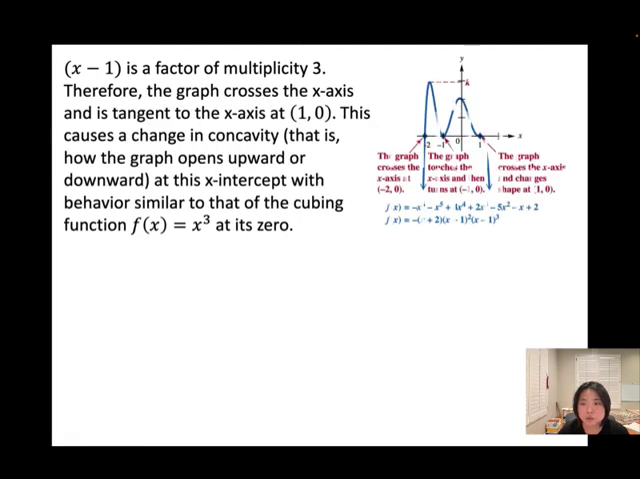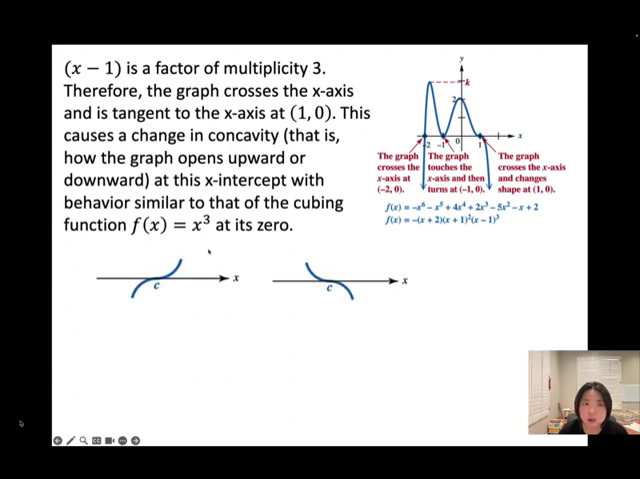Okay, the graph otherwise looks like it's going upward or downward and passing through at that point. Another one: when x minus 1 is a factor of multiplicity 3, just like this guy, x minus 1 to the power of 3 here, this causes a change in concavity, just like when you sketch the graph of y equal to x to the power of 3. That is what to look for in a factor with a multiplicity of 3 here.